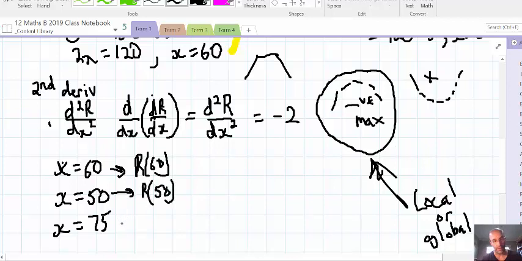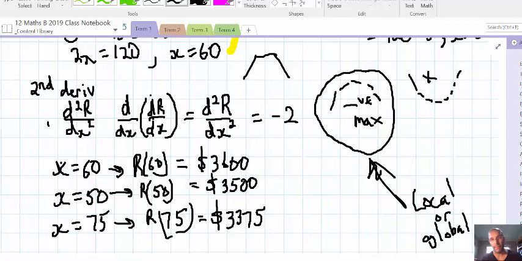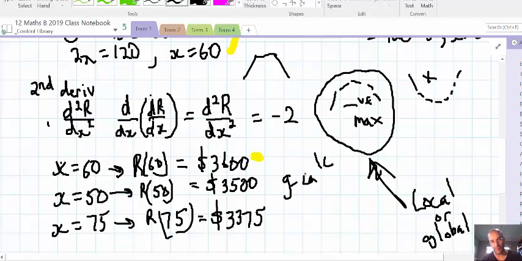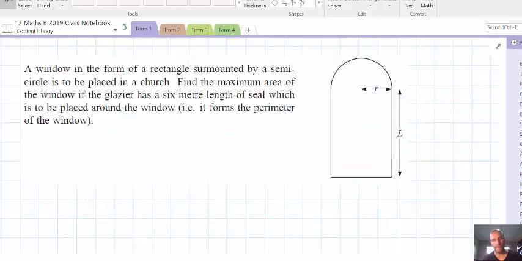So we go r of 60, we need to test r of 50, we need to test r of 75, and to save time I've already calculated those, so I'll put them up. But by doing those substitutions, we do see that the best outcome is the maximum. So the endpoints are lower, so you get $3,600, and you would verify it with your graphics calculator and use electronic methods to verify that.